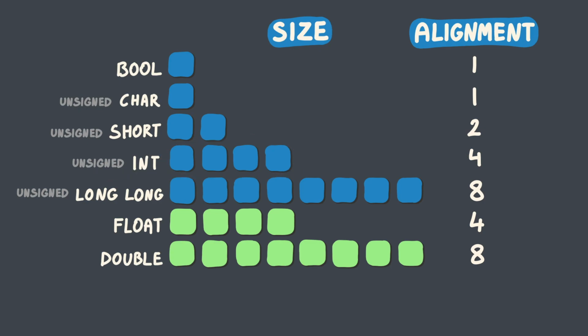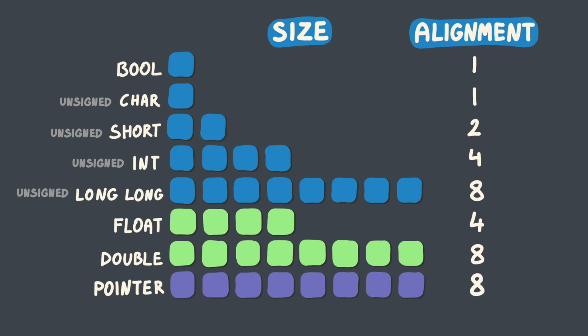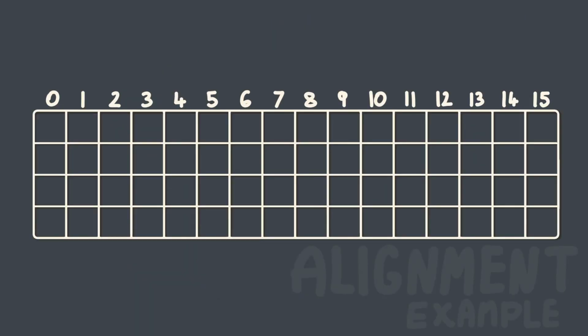For simplicity, I'm going to concentrate only on 64-bit applications, so pointers in further examples are going to be 8 bytes with 8-byte alignment. The alignment tells us on which address boundary the given data type should be placed in memory. Let's take a look at this simple memory grid. Each cell represents 1 byte.